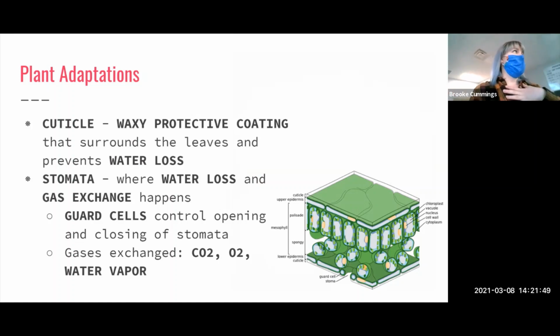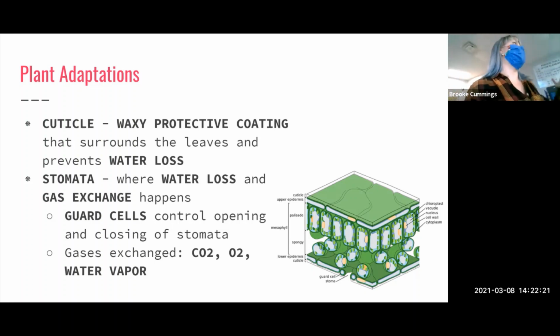Okay, so a couple adaptations that plants generally have would be a cuticle. So that's going to be a waxy protective outer coating. And it's going to surround the leaves and it's going to prevent water loss, okay? Not only that, but it makes it a little bit tougher, both on the environment and for any predators, okay?